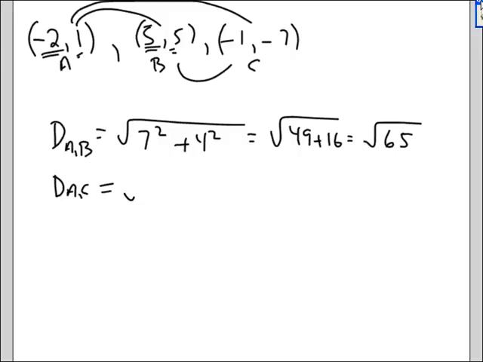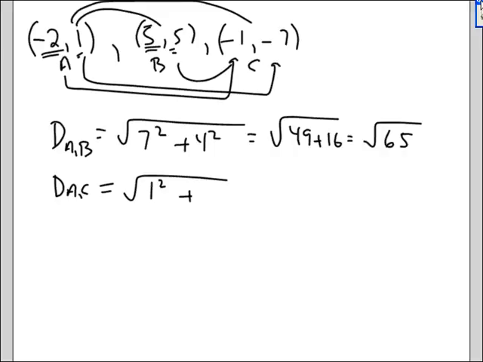Okay, A to C. From -2 to -1 is 1. Plus, from 1 to -7, positive, negative, 1 plus 7, 8. Get 1 squared, which is 1, plus 8 squared is 64. Look at that. We got the same. We are done. I couldn't care less what BC was.